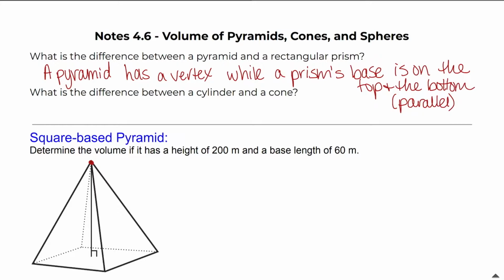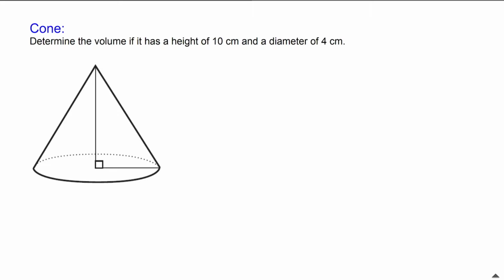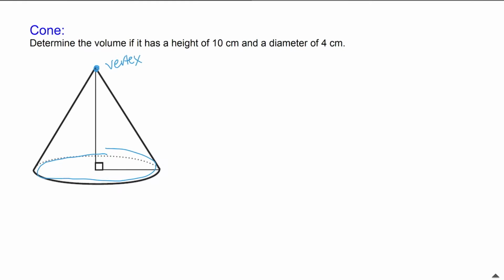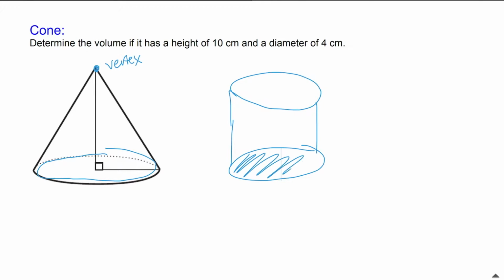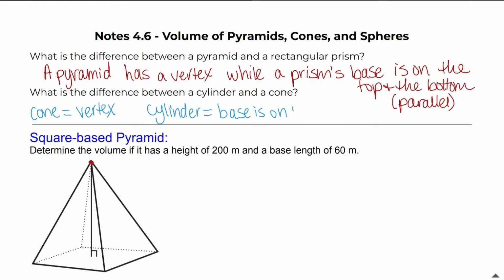Okay, and the same thing is true about the difference between a cylinder and a cone. If you look at this cone right here, it still has a circular base like a cylinder does, but it reaches a vertex, it reaches a certain point, versus a cylinder, and sorry about my terrible drawing, but you've got the idea, where the base is on the top and the bottom, and they are parallel to each other. It's pretty much the same idea.